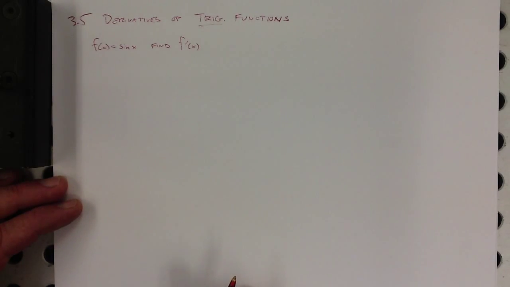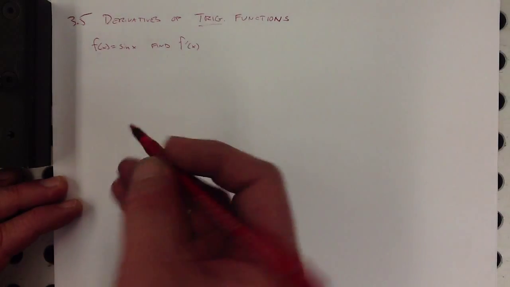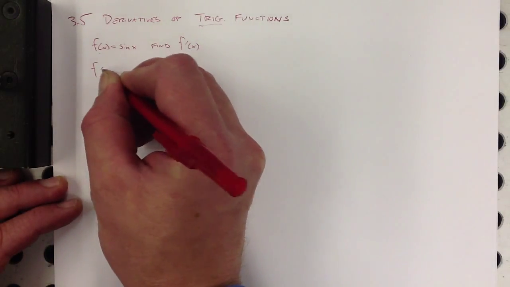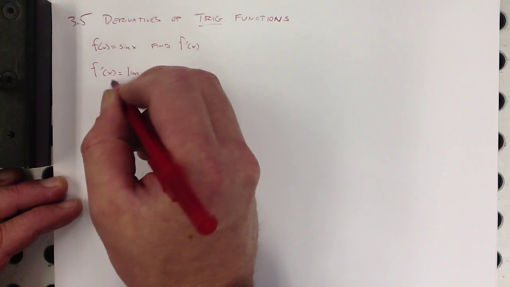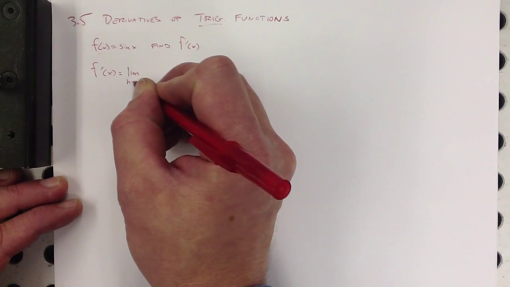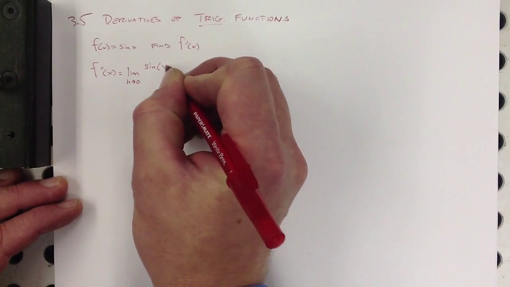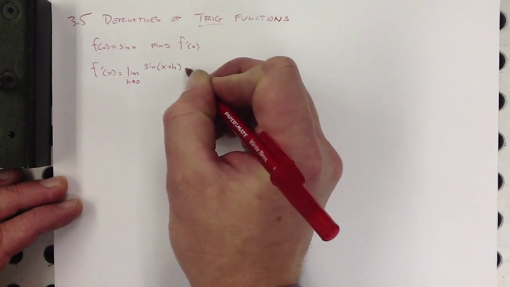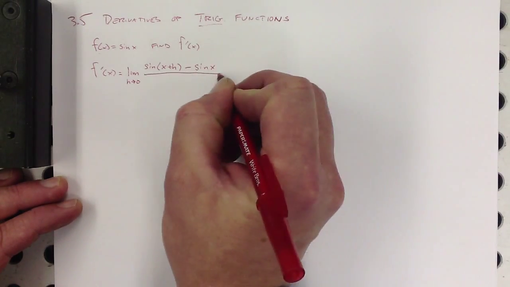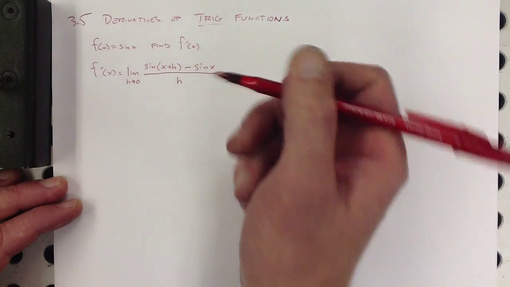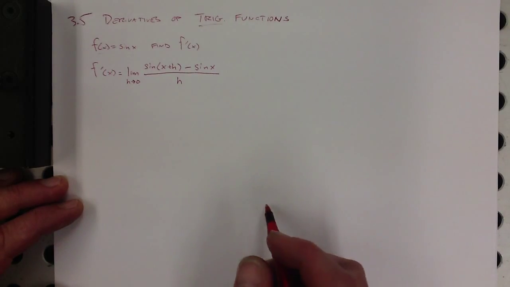Anytime we come across a new function whose derivative we do not know, we go back to the definition. I don't know what it is, so I'm going to write out the definition. The derivative of a function is the limit as h approaches 0 of f of x plus h minus f of x, all over h. Right?